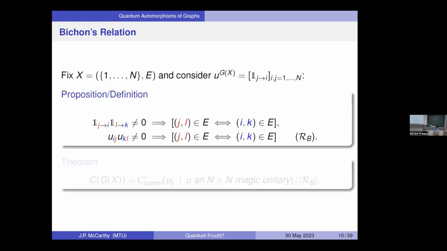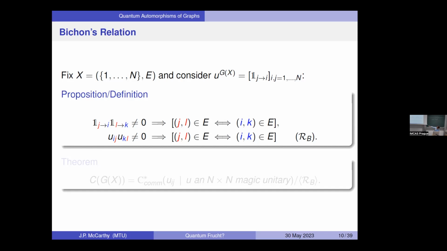So again, just go for a general graph and make the magic unitary out of these indicator functions. So if this first one is a proposition, if the product of these is non-zero, these are just indicator functions, so there's some graph automorphism that sends, classically, we don't even have to talk about after or anything like this, that maps L to K and J to I. And if there is such a graph automorphism, it must preserve the edge relation, so we get something like this. So the initial edge relation must be preserved.